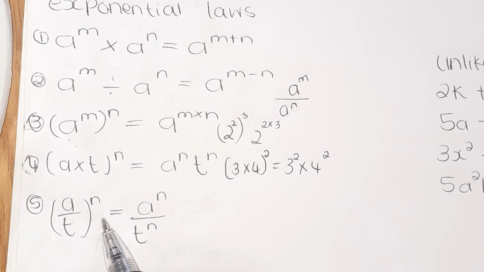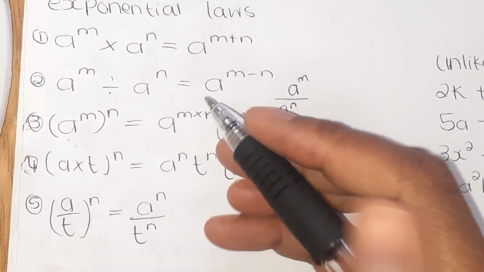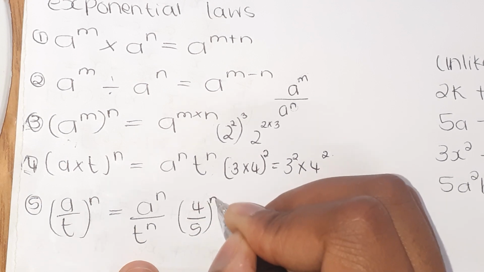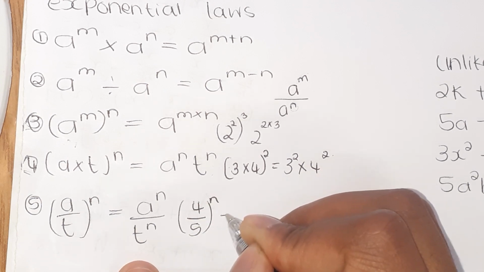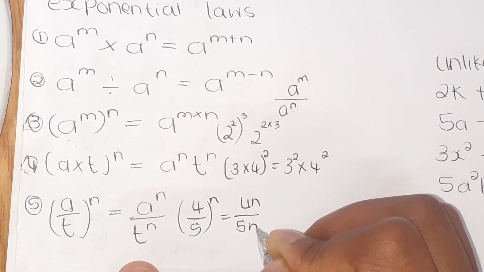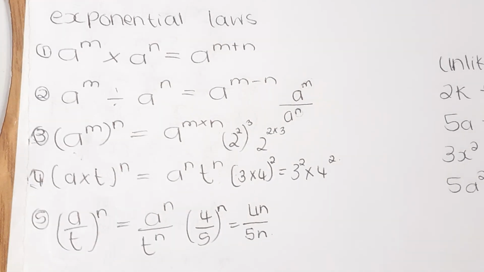Now the fifth one says if you are dividing terms and there is a power outside, the power applies to both of those numbers. Let's say you have 4 over 5 to the power of n, this is the same as 4 to the power of n divided by 5 to the power of n. So it's one and the same thing.